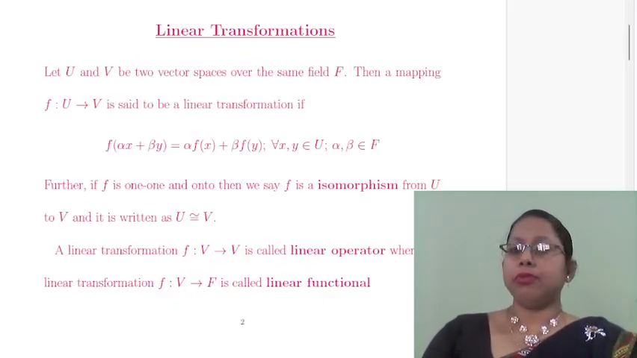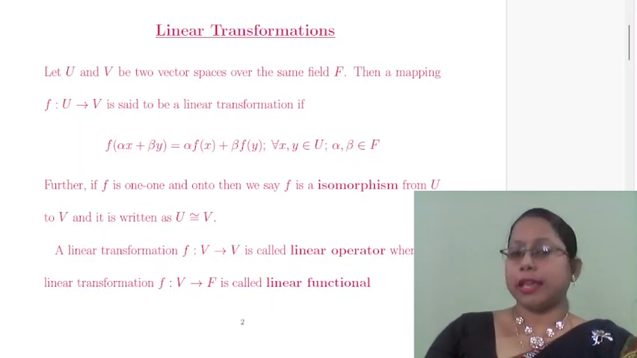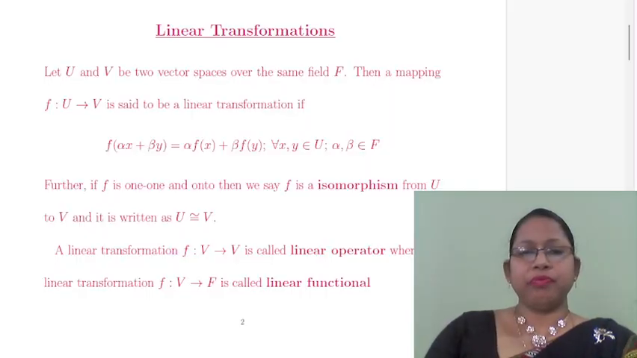If U and V are two vector spaces over the same field F, then the mapping f from U to V is said to be a linear transformation if f of alpha x plus beta y is equal to alpha f(x) plus beta f(y), where x, y belong to vector space U and alpha, beta belong to F. Further, if f is 1-1 and onto, then f is said to be an isomorphism from U to V. It is written as U isomorphic to V.